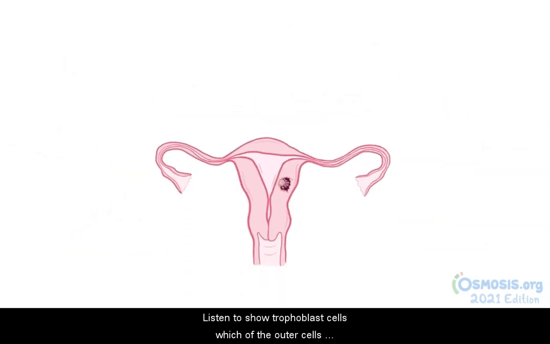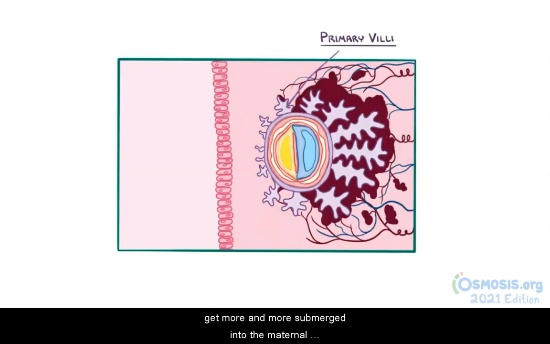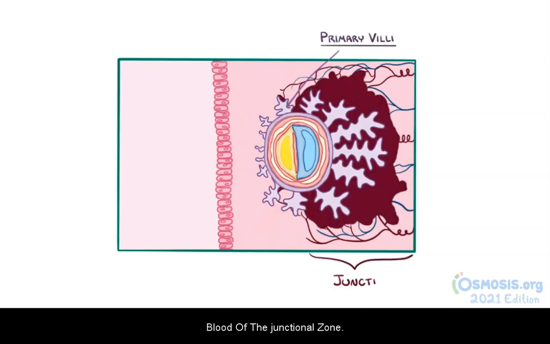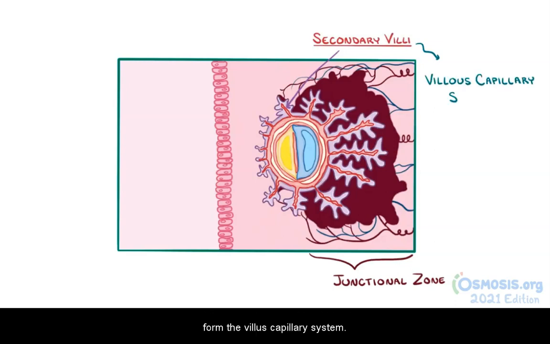While the germ layers are becoming apparent, the syncytiotrophoblasts cells, which are the outer cells of the blastocyst responsible for firmly implanting the embryo within the uterus, are further establishing the connective network between the embryo and the mother. Primary villi along the outer trophoblast layer continue to get more and more submerged into the maternal blood of the junctional zone. In addition, extraembryonic mesoderm cells migrate into the primary villi, forming secondary villi, which differentiate into small fetal blood vessels that collectively form the villus capillary system, which is the fetal contribution to the placenta.